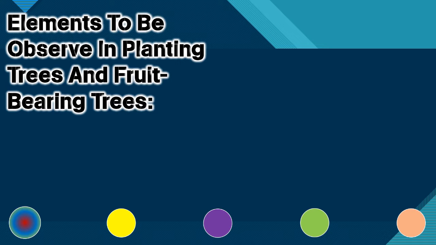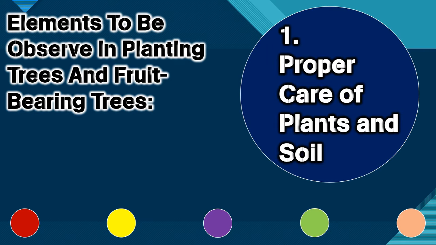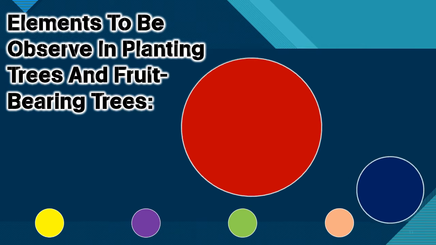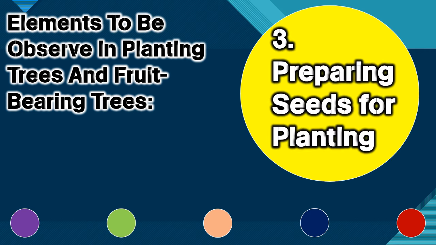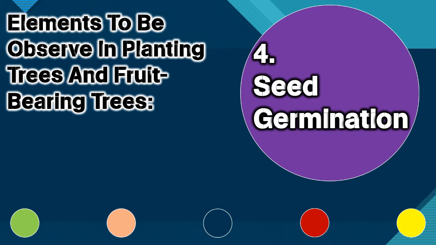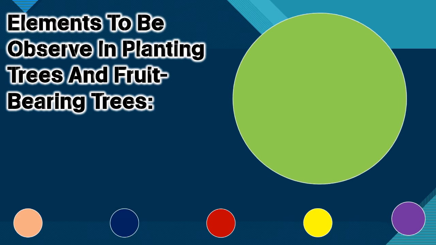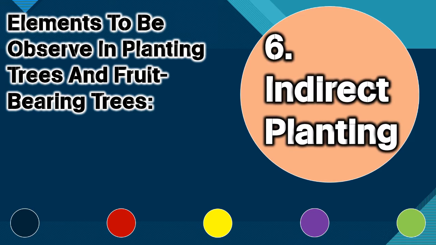Elements to be observed in planting trees and fruit-bearing trees: proper care of plants and soil, methods of planting, preparing seeds for planting, seed germination, preparation of seedlings before planting, and indirect planting.